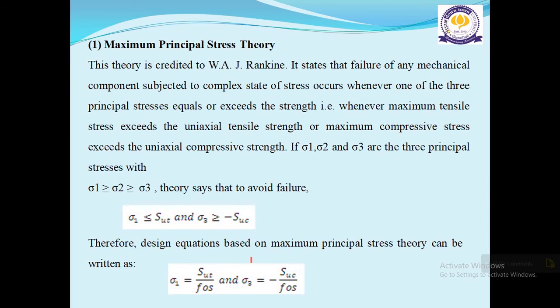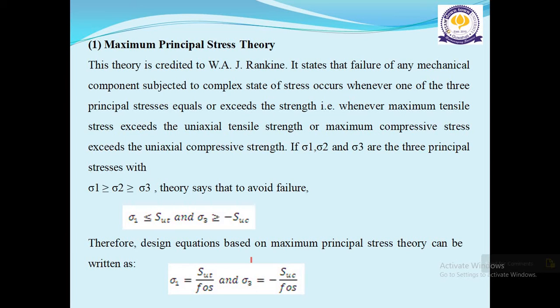First we go through the maximum principal stress theory. This theory is also known as Rankine's theory, because this theory is credited to W.A.J. Rankine. It states that failure of any mechanical component subjected to a complex state of stress occurs whenever one of the three principal stresses equals or exceeds the strength. That is, whenever maximum tensile stress exceeds the uniaxial tensile strength, or maximum compressive stress exceeds the uniaxial compressive strength.